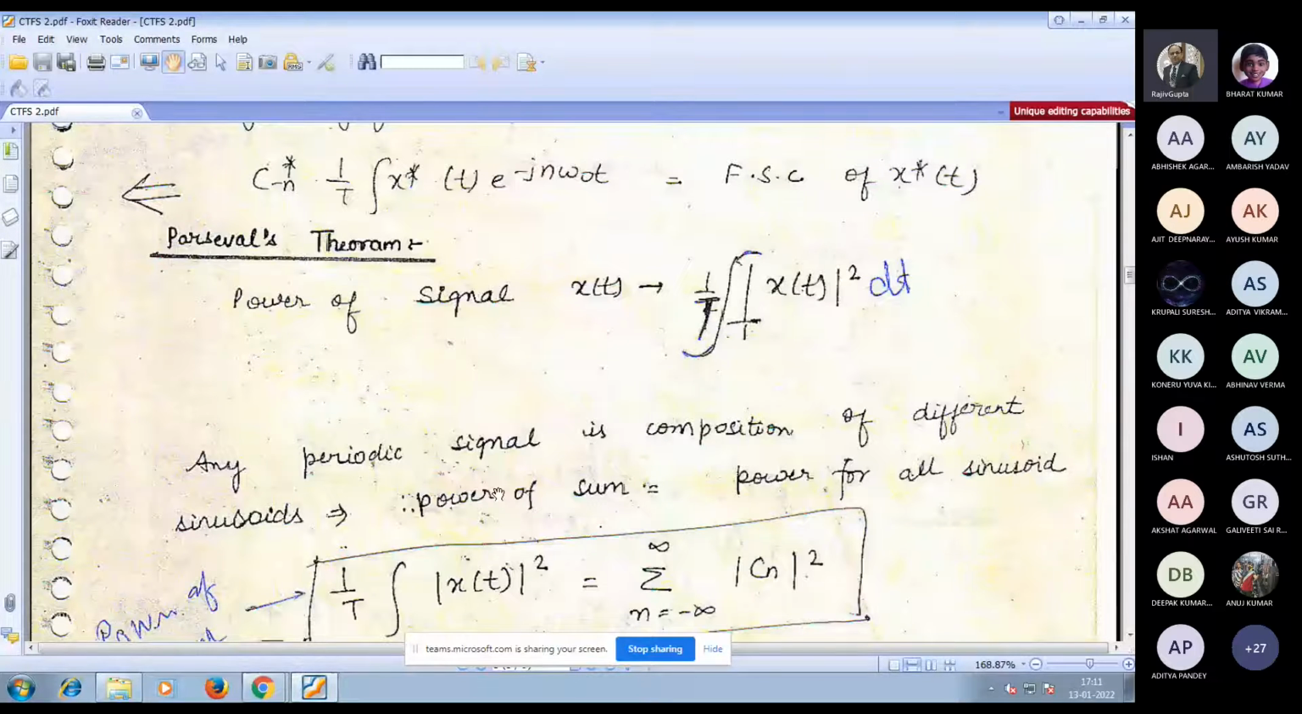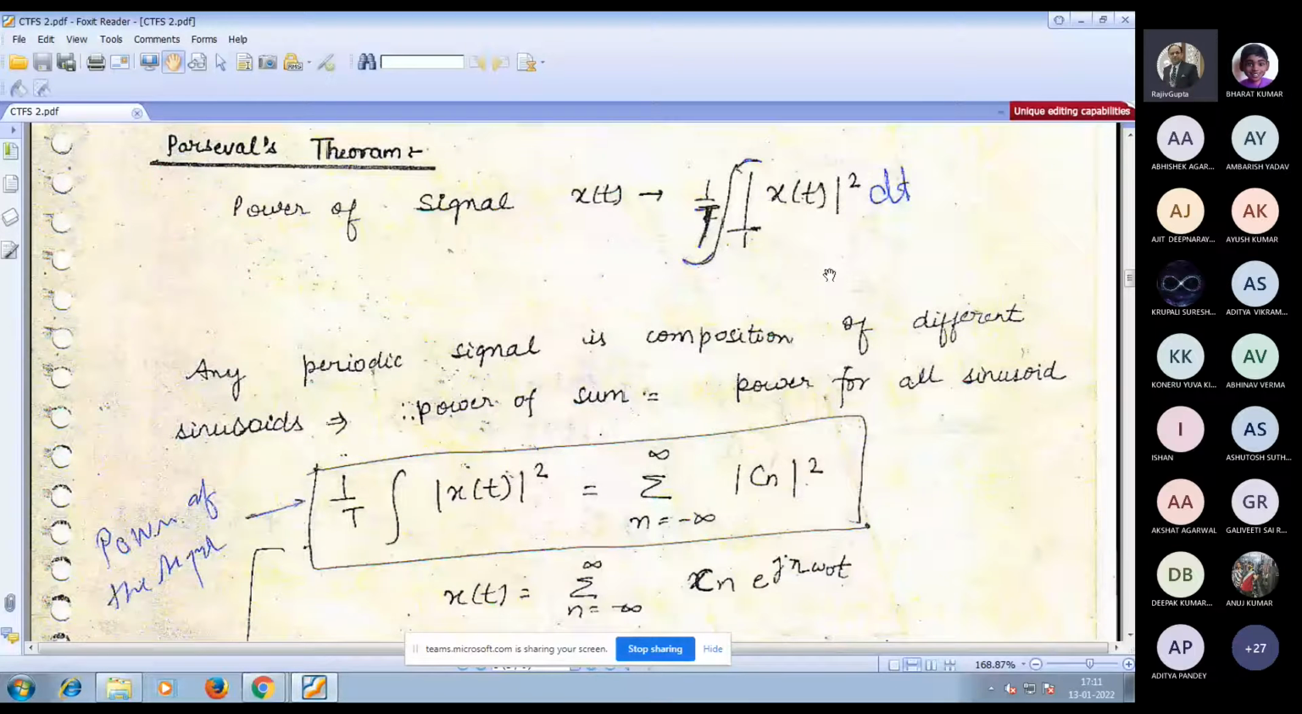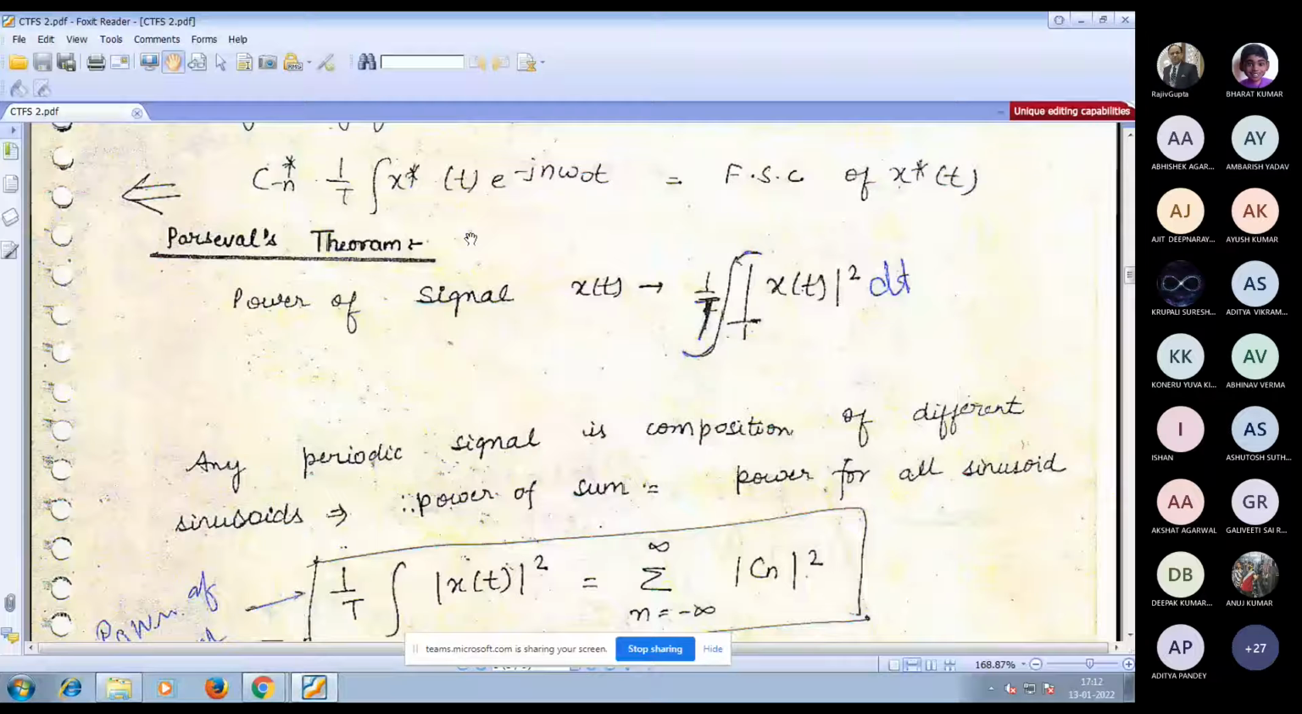This will give you the idea about the overall power of a periodic signal. So let's say the power of a periodic signal x of t, which you already know, is 1 by T integration of mod of xt square dt. This is what we have already studied in unit number 1, that the average power of a signal is nothing but 1 by T integration over one period of mod of xt square dt.